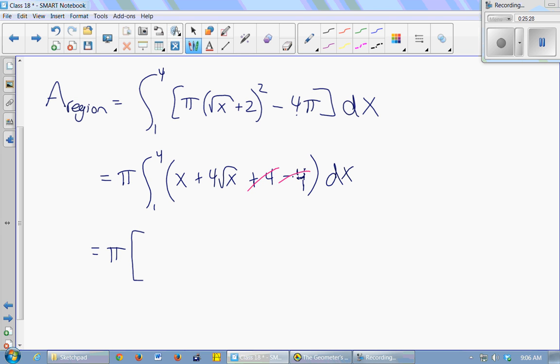And we can now just use the power rule. Okay, so the antiderivative of x is x squared over 2. Antiderivative of root x would be add 1 to the exponent and you get 3/2. So we're going to have an x to the 3/2, and then you'd have to multiply by 2/3. 4 times 2/3 is 8/3. Evaluated from 1 to 4.